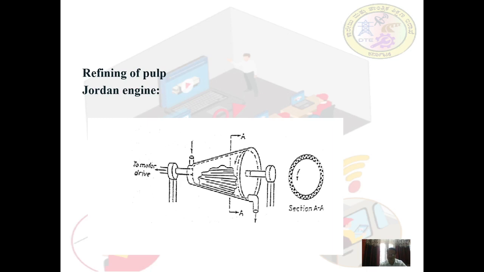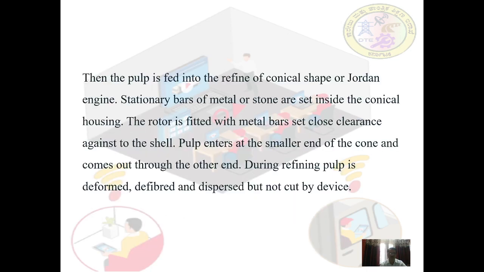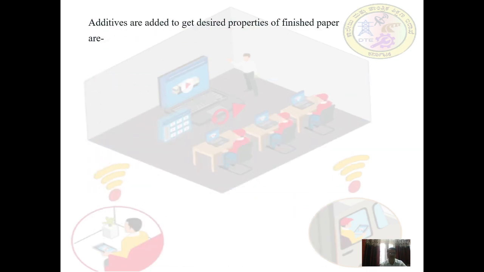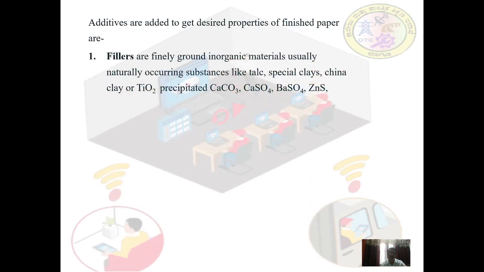Another material that is added is sizing materials. These are all the fillers which are added. As I said earlier, fillers are the finely ground inorganic materials, usually naturally occurring substances like talc, special clays, china clay or titanium oxide, precipitated calcium carbonate, calcium sulfate, barium sulfate, and zinc sulfide.